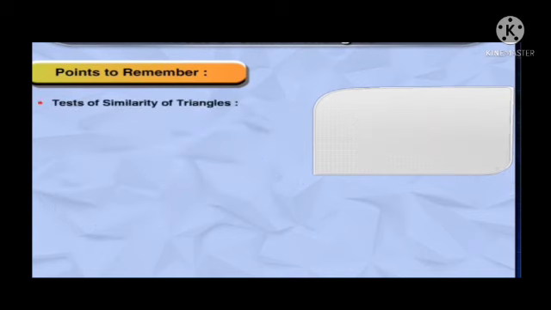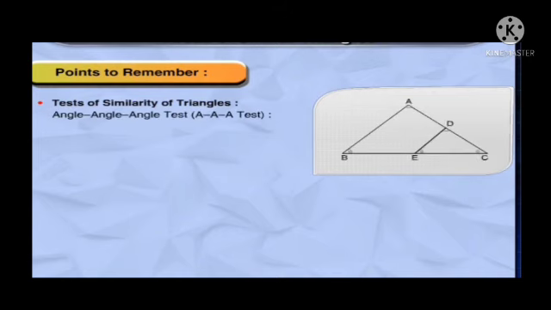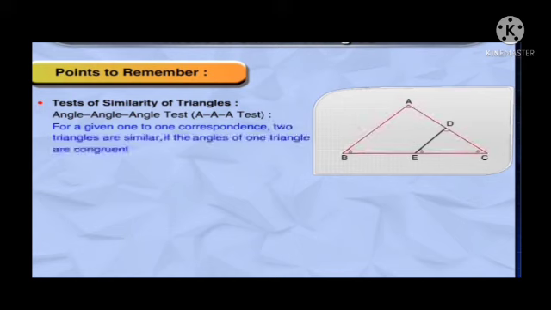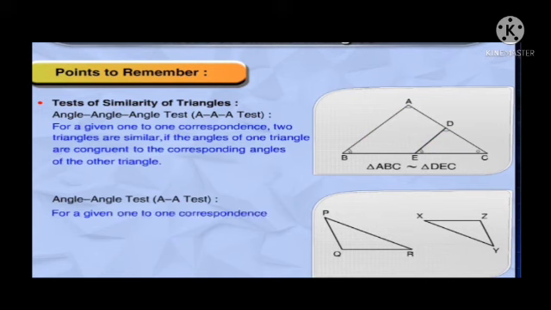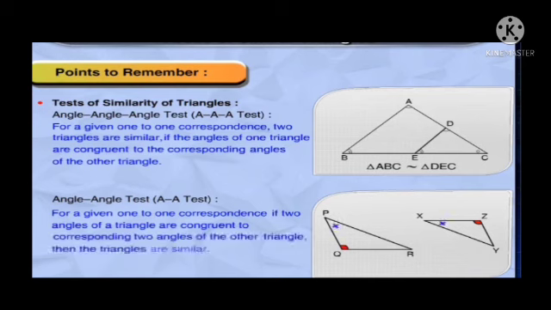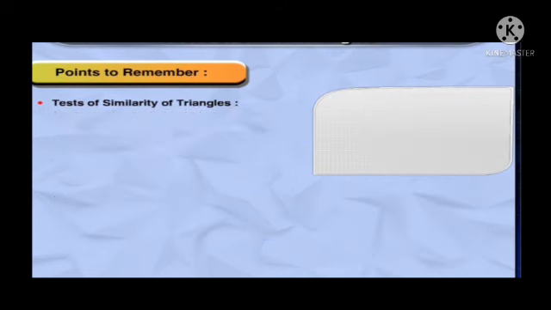Now we will see tests of similarity of triangles. Angle, angle, angle test. You can see in the diagram. For a given one-to-one correspondence, two triangles are similar if the angles of one triangle are congruent to the corresponding angles of the other triangle. Angle, angle test. You can see the diagram. Here we know for a given one-to-one correspondence, if two angles of a triangle are congruent to the corresponding two angles of the other triangle, then the triangles are similar.